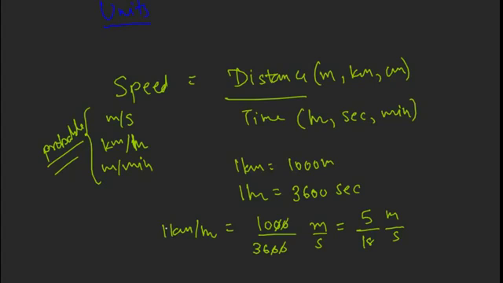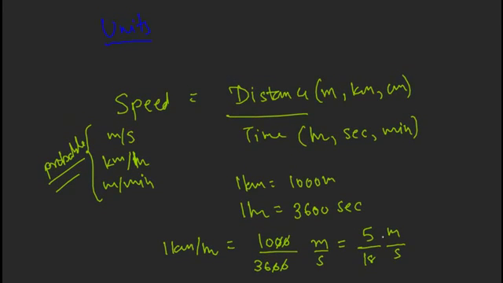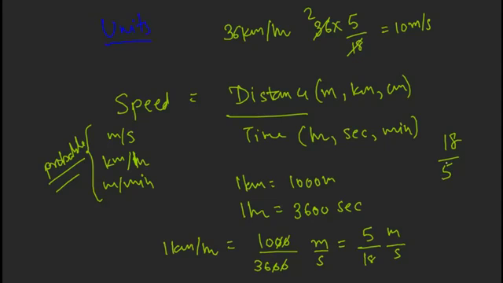Whenever you want to convert any given kilometer per hour into meter per second, you simply have to multiply it with 5 by 18. Say you have 36 kilometers per hour and you want to convert it into meter per second. You simply have to multiply it with 5 by 18, and 18 ones are 18, 18 twos are 36, and it will be 10 meter per second. In the same way, if you want to convert meter per second into kilometer per hour, you simply have to multiply the digit with 18 by 5.